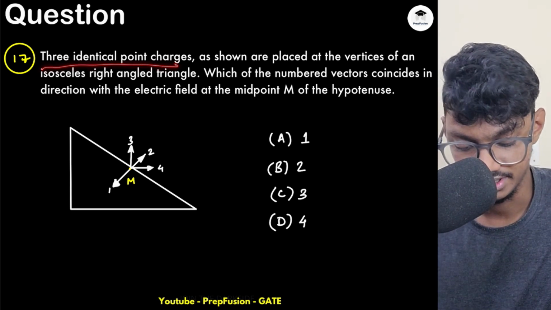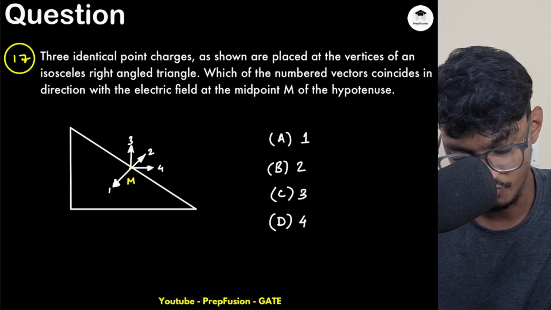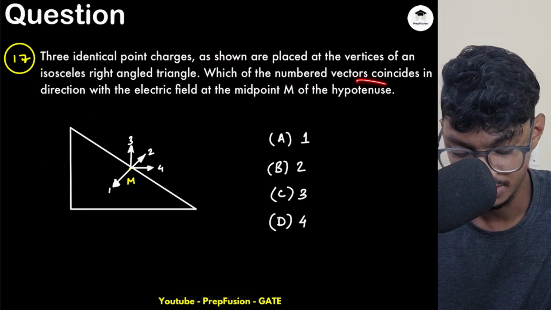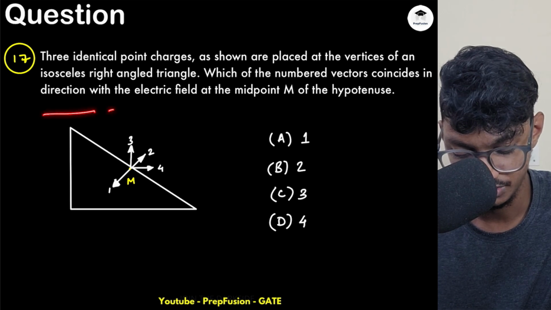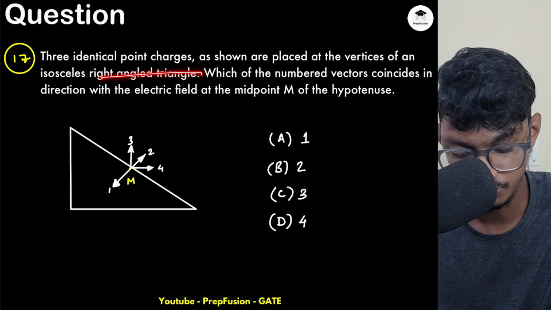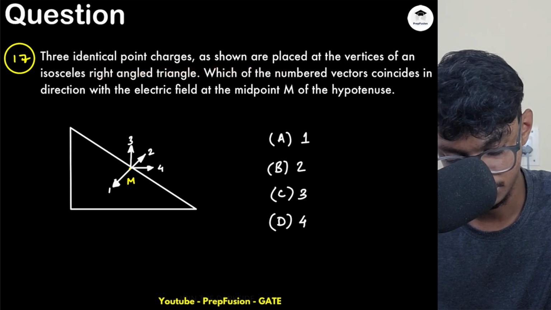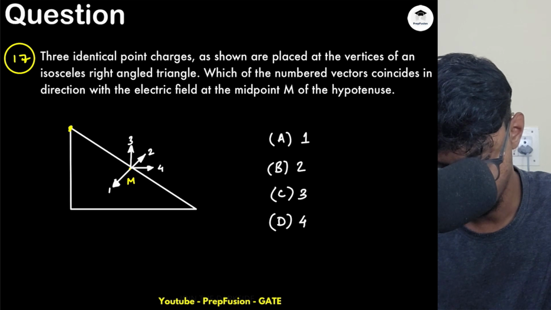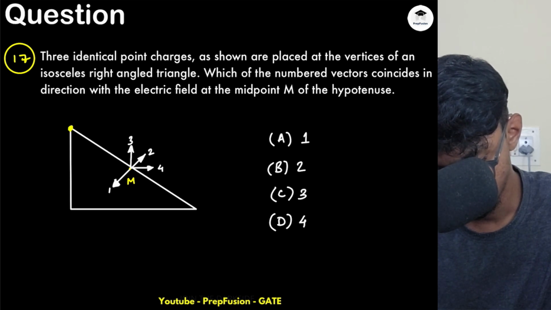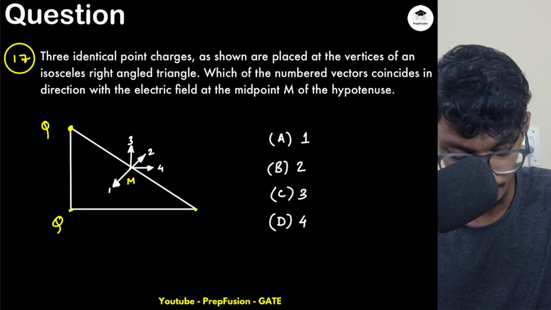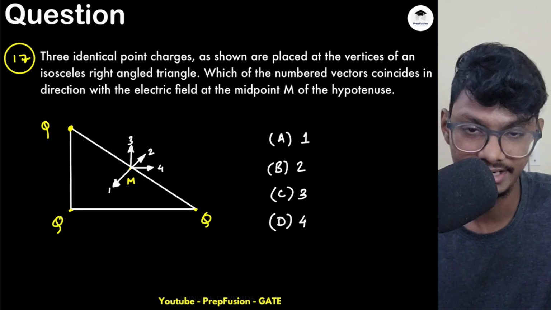Three identical point charges as shown are placed on the vertices of an isosceles right angle triangle. Which of the numbered vectors coincides in the direction with the electric field at the midpoint M of the hypotenuse? So three identical point charges should be placed at the vertices. So this will be Q, this will be Q, this will be Q. Three identical charges.